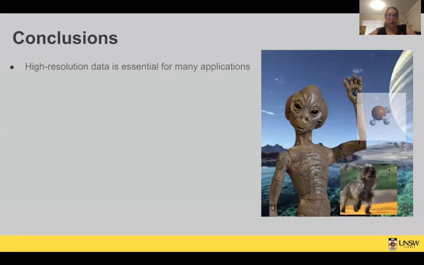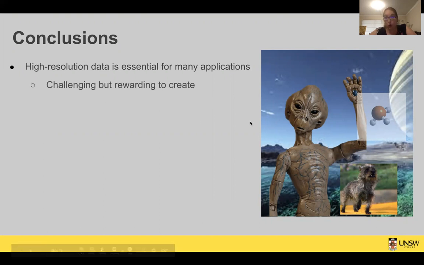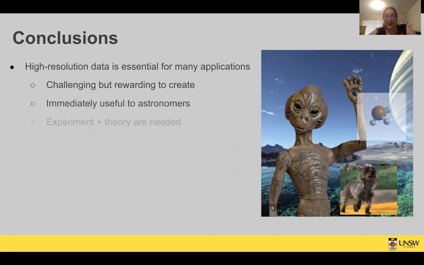So in conclusion, high resolution data is important for many applications, essential, especially that cross correlation, the titanium oxide TOTO line list I talked about before. It's challenging, but very rewarding. As a quantum chemist, I can say I love the astronomers for giving me all these awesome molecules to look at and develop new methods on. It's useful to astronomers immediately.